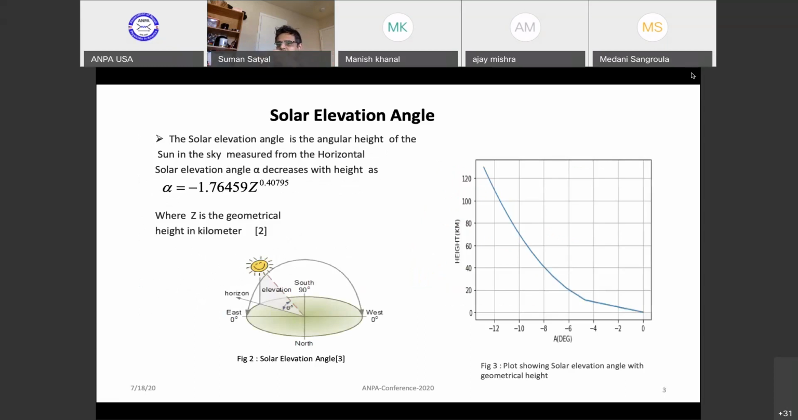Let us move on to the celestial dynamics section used in my study. The first celestial dynamic used in my study is the solar elevation angle. Solar elevation angle is the angular height of the sun in the sky. Solar elevation angle is also an altitude angle. While analyzing the graph, solar elevation angle decreases with increasing geometrical height. The negative sign in the formula indicates an inverse relation between geometrical height and elevation angle.